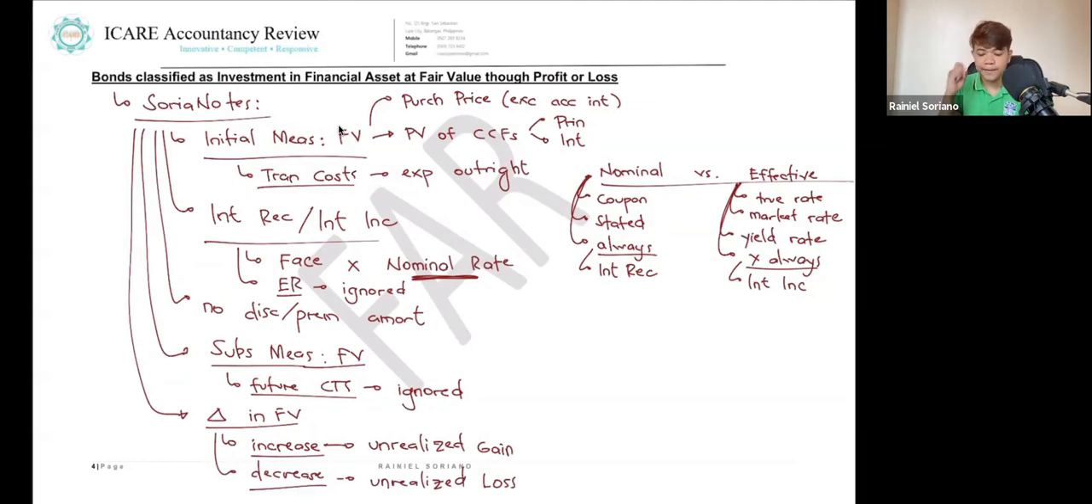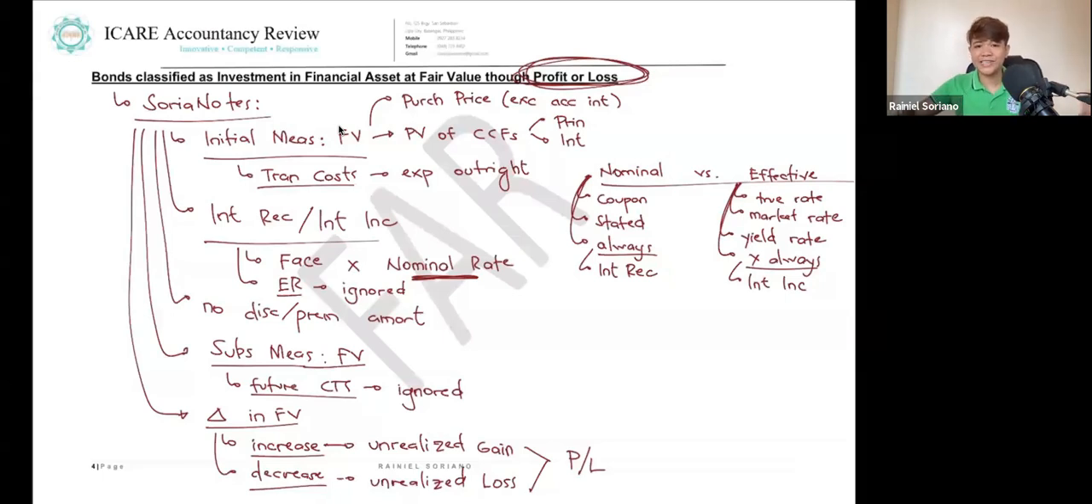Now, hear me out. What is the name of the investment? Investment in financial asset at fair value through profit or loss. Meaning any unrealized gain or loss must become part of our profit or loss. These are all the notes that you need to remember and understand if the classification of the bond investment will be FVPL.